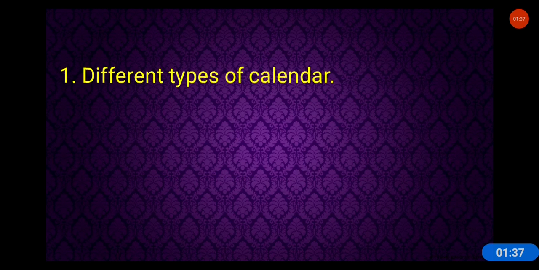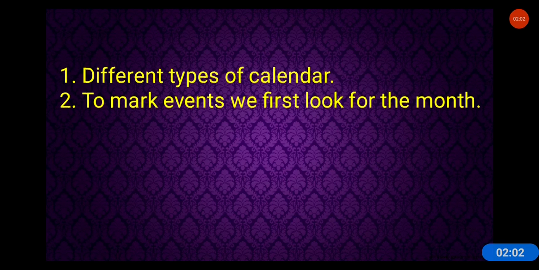Recap. In the previous lesson plan, what have we learned? We could see the different types of calendar, right? What are those? Hindu calendar, Islamic calendar, Gregorian calendar, state calendar. Those are the different types of calendar we saw in the previous lesson. And also we learned how to mark events.